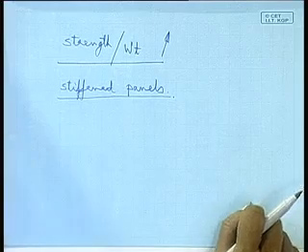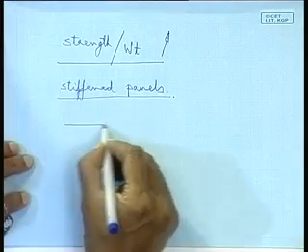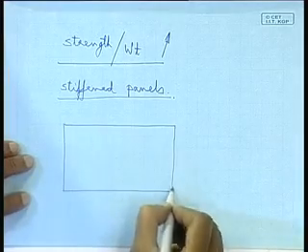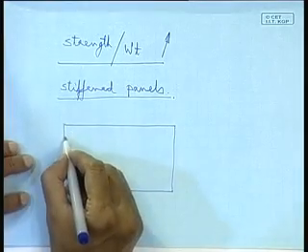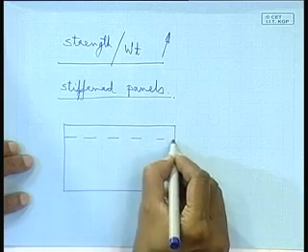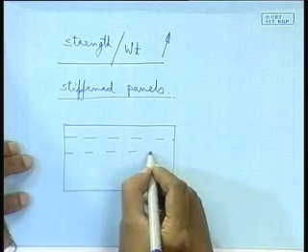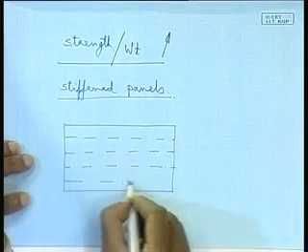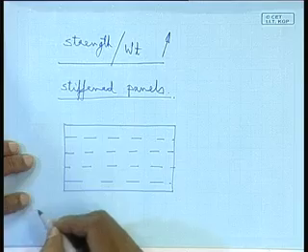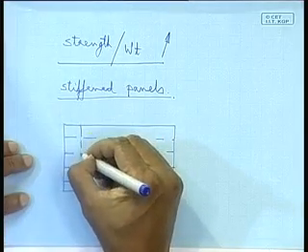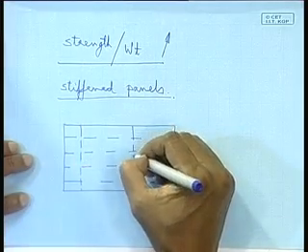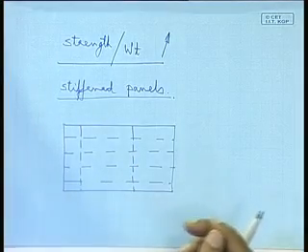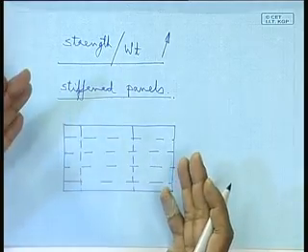What does a stiffened panel mean? A stiffened panel is nothing but a piece of plate, right, and you will see that some stiffeners are welded in a certain fashion, right. You are very likely to encounter such types of panels. So, from this we can say that the entire structure is primarily built out of such stiffened panels.